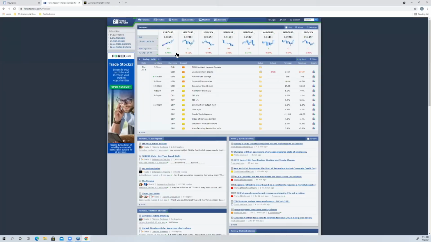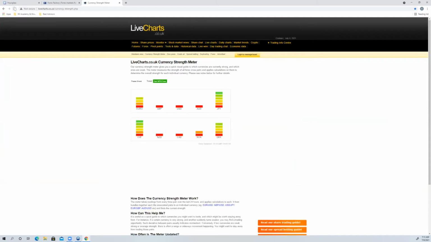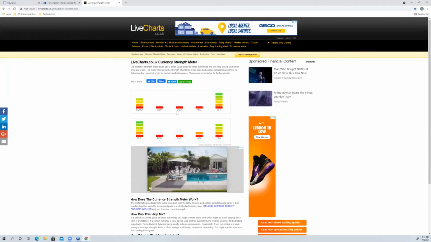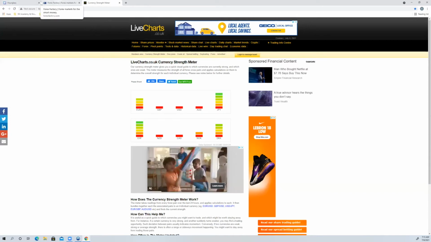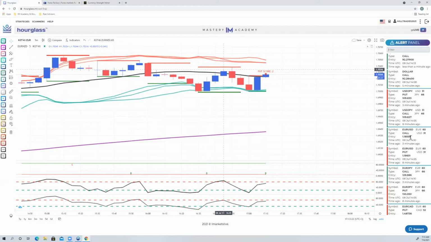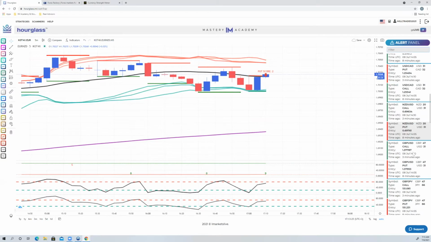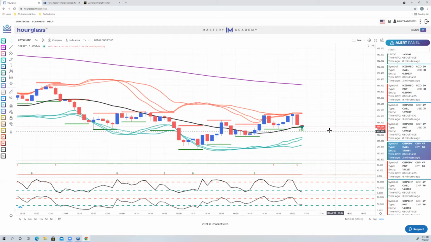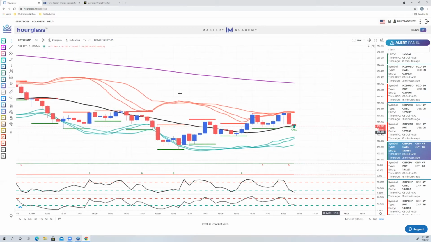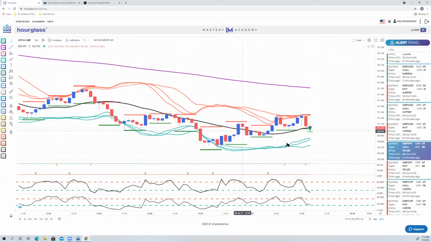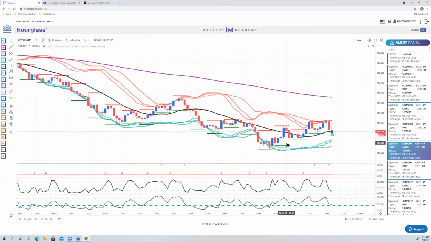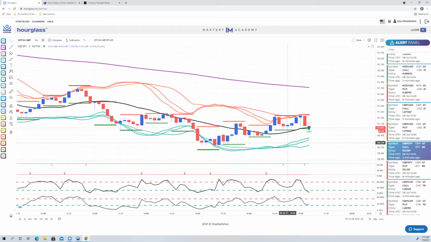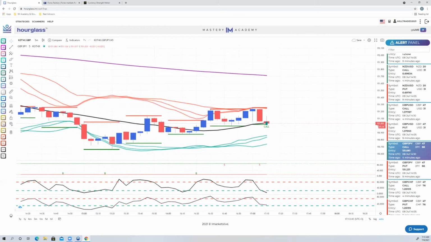Let's see. So JPY next. So JPY is our pumper. It's been pumping forever. Let's try JPY, GBP JPY. This looks like, even though its currency strength is lower, it would be a buying situation, GBP JPY, just because it's on that support.